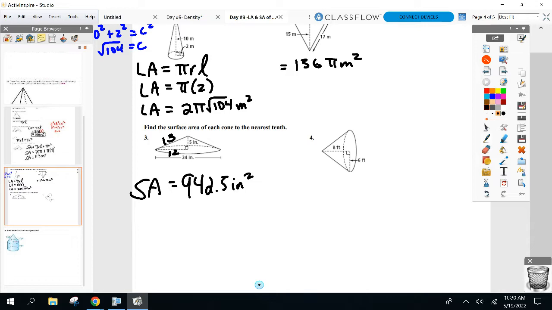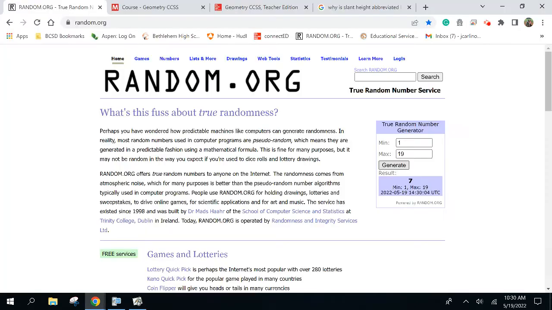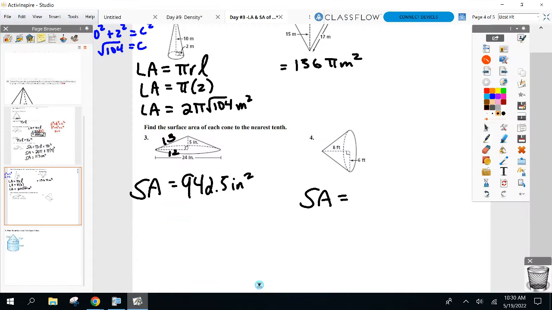Any issues on 3? We sure? That 24 didn't throw you? Hopefully that number 24 is nowhere in your calculation. And then how about 4? Surface area for 4 to the nearest tenth. 301.6. Here we go. Again, doing slant height, Pythag. Slant height ended up being 10.